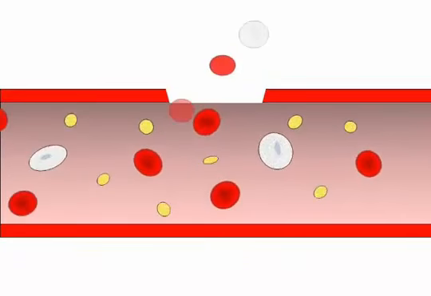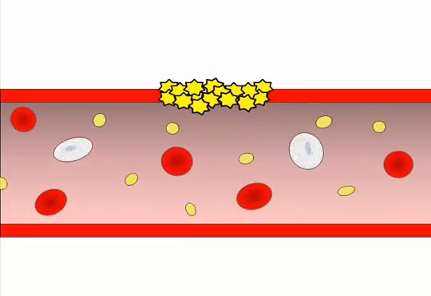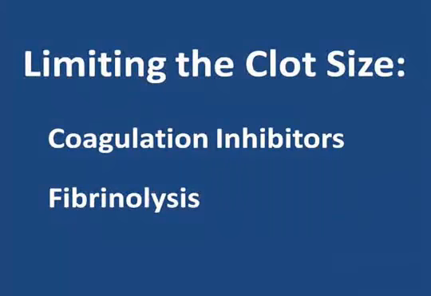We've seen the constriction of an injured blood vessel, the formation of a platelet plug, the strengthening of that plug by the addition of fibrin strands, and the body's protective systems preventing excessive clot growth.